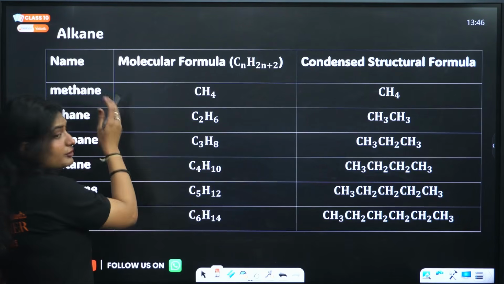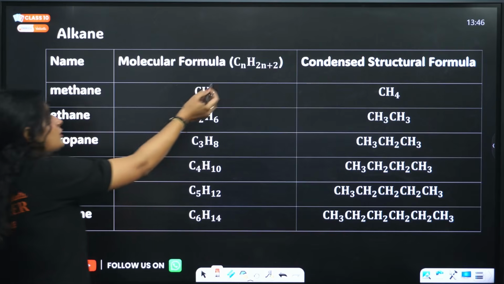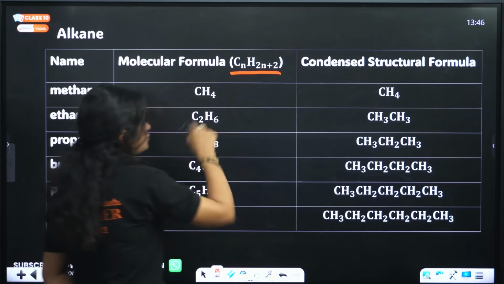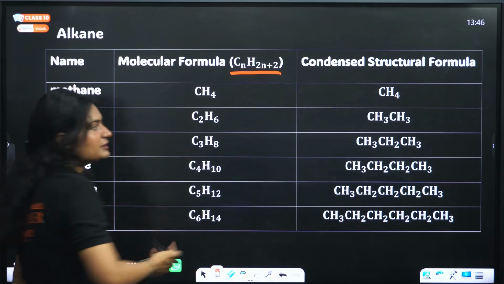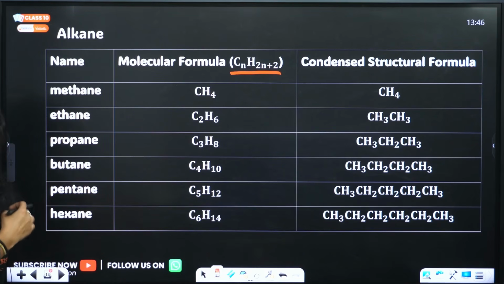Then from alkanes you have methane, ethane, propane, butane, pentane, hexane. They have a common general formula, CnH2n+2. If you fit it, all these have the same formula. This is the structure of all these: methane, ethane, propane, butane, pentane and hexane.